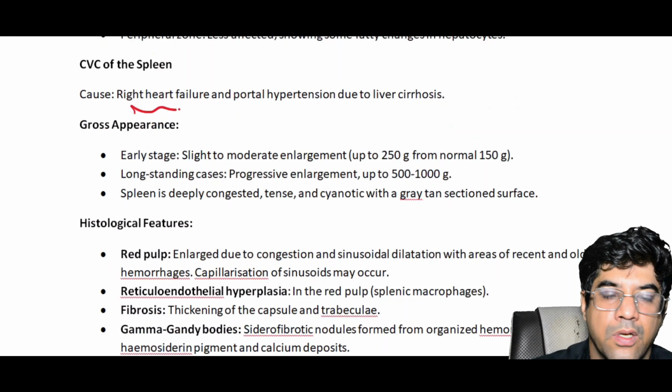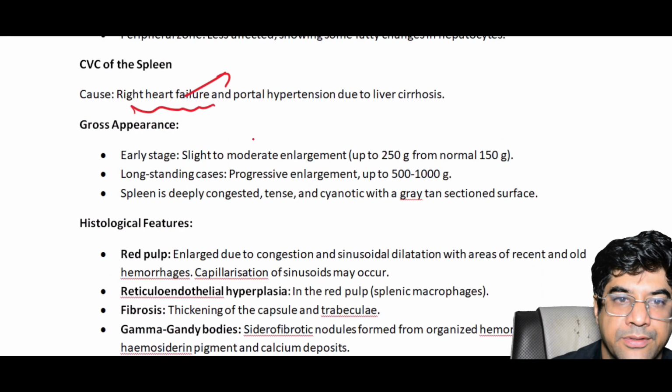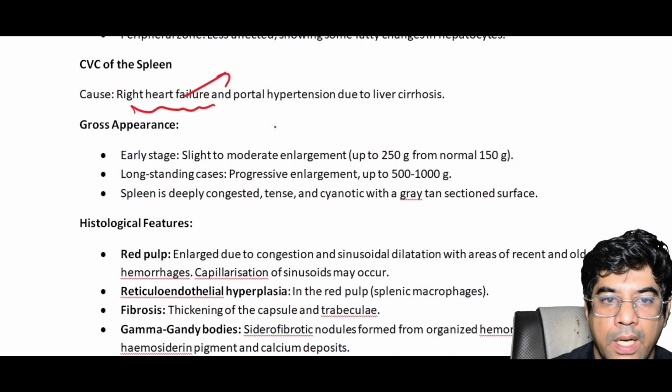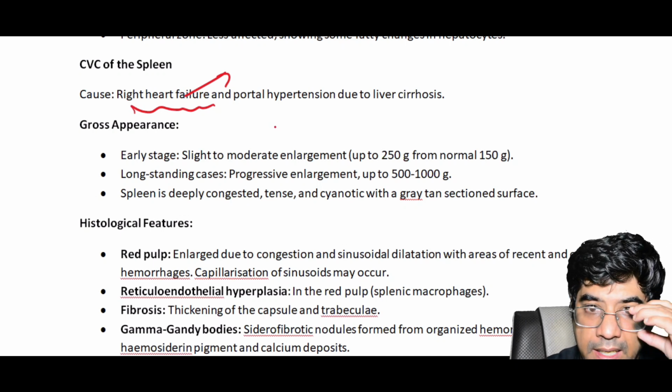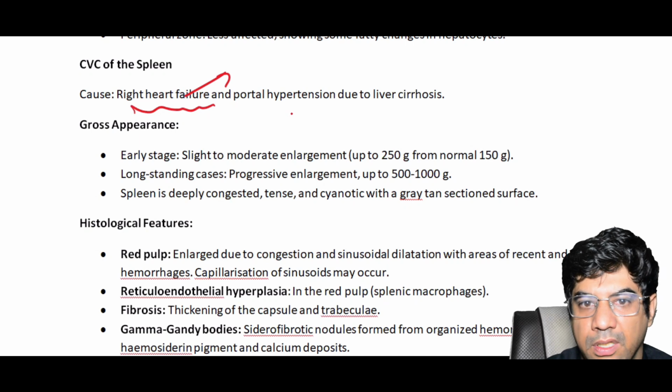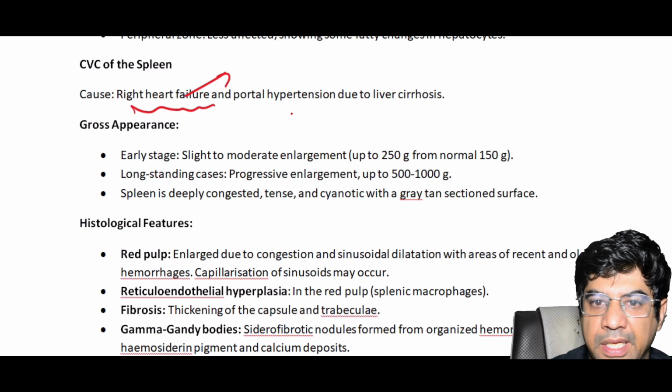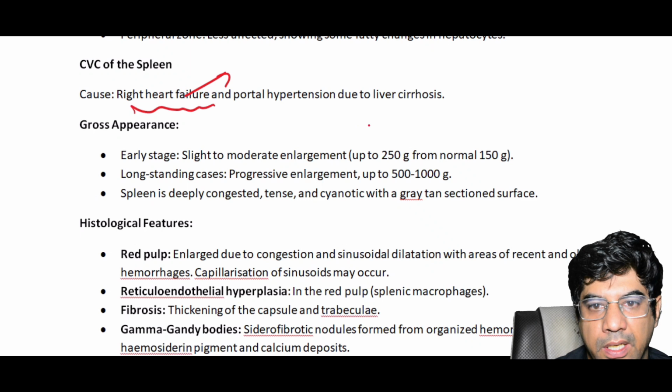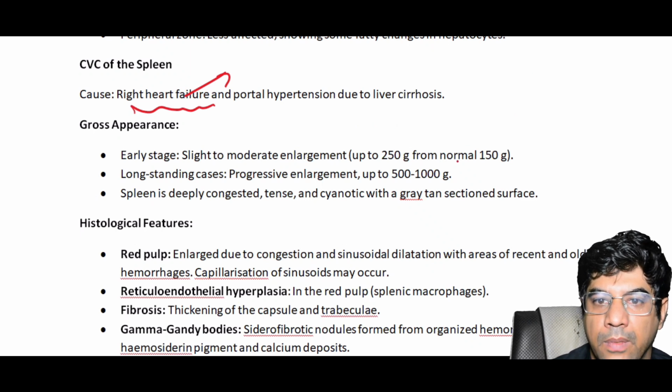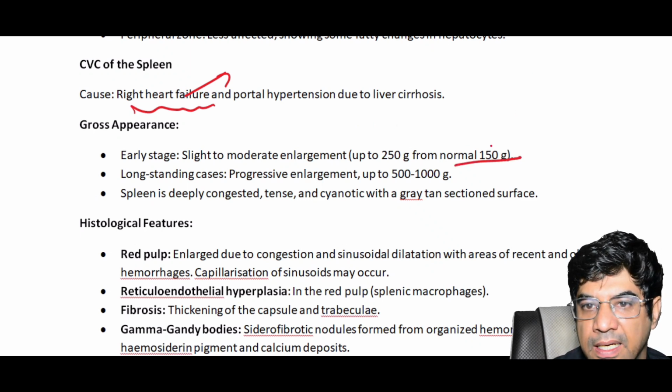The next is the chronic venous congestion of the spleen. It is caused due to right heart failure. In the early stages, it has this gross appearance: the spleen shows slight to moderate enlargement, weighing up to 250 gram compared to the normal weight, that is 150 gram.